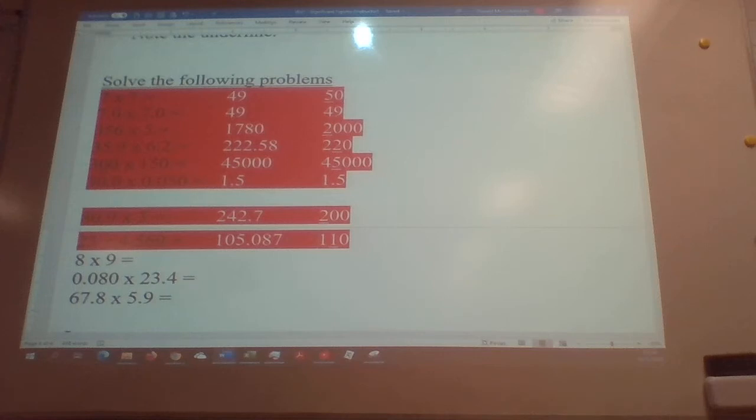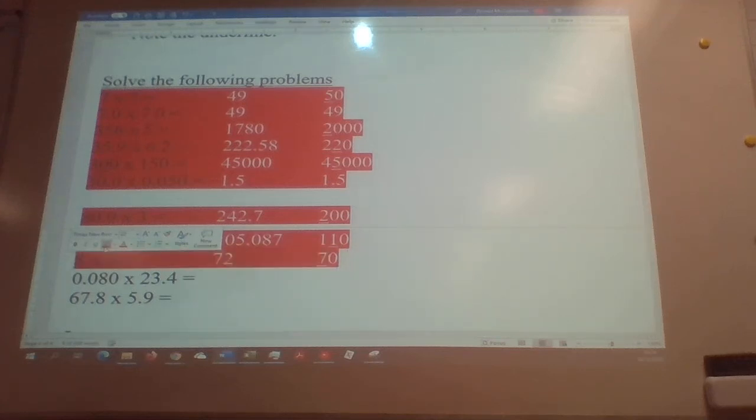So 105.087 becomes 110 with that second 1 underlined. 8 times 9, 72 becomes 70.